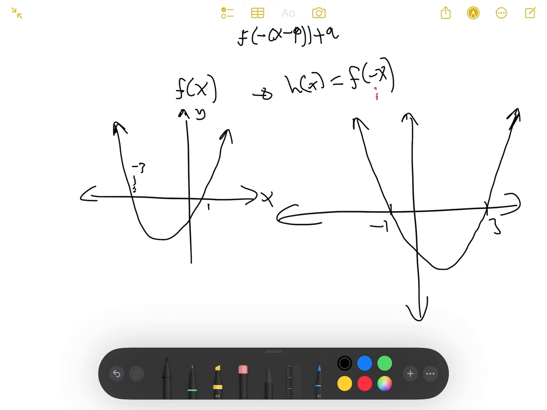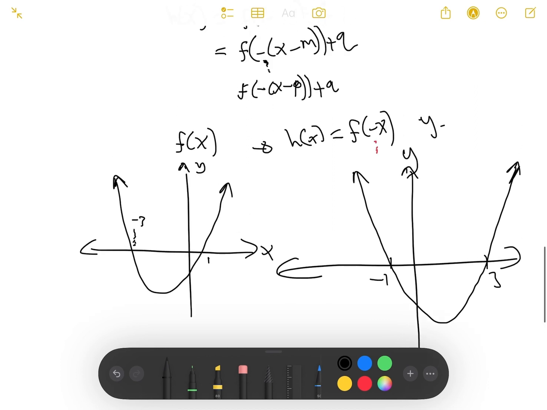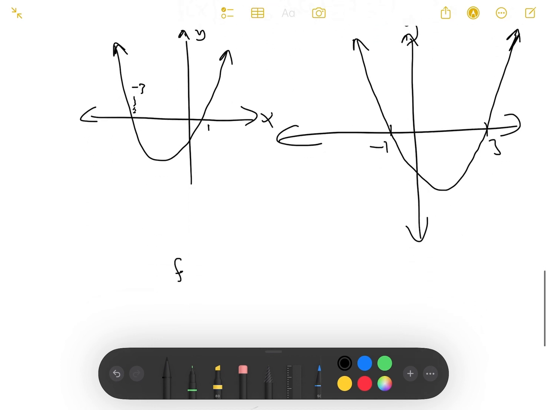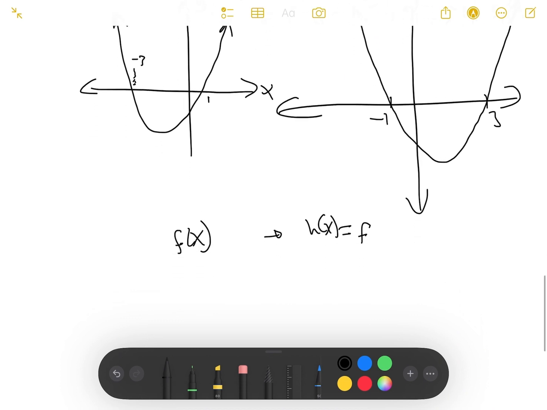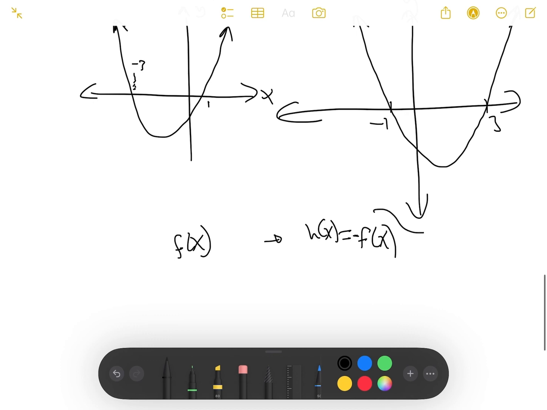Okay, makes sense? So this is basically a reflection about what? About the y-axis. Okay, y-axis reflection. And then remember we'd also have something like f of x, and then we'd be told that maybe h of x is equal to negative f of x. Remember, that is basically just like negative y.